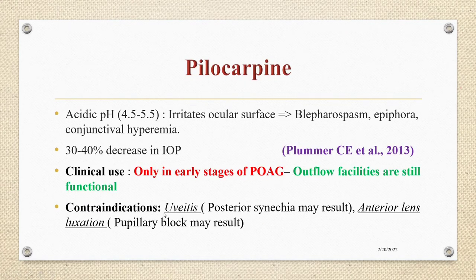Contraindications include, as I already mentioned, uveitis, and anterior lens luxation. If you use this drug in anterior lens luxation, as the lens is coming out of the pupil, there will be constriction of the pupil. So the lens will stay in the anterior chamber itself. It will not come back to the normal place, and that will lead to pupillary block.